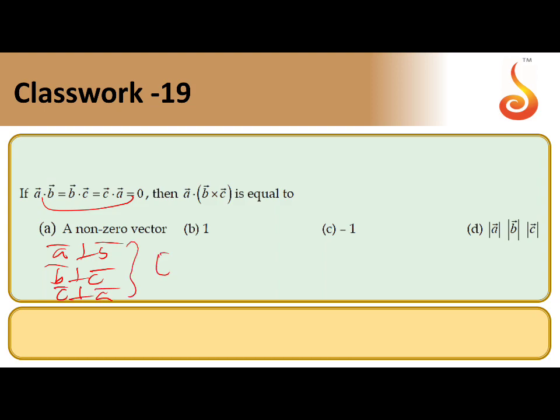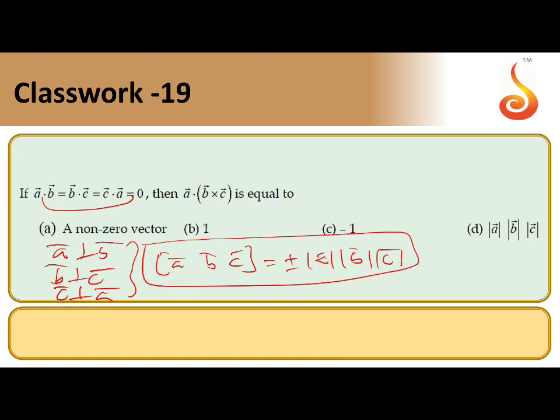We have one property: if A is perpendicular to B, B is perpendicular to C, and C is perpendicular to A, then the box product ABC is plus or minus modulus A, modulus B, modulus C. Here, A dot B cross C is nothing but the box product ABC. So now what is the answer you can take here? They are not given plus or minus. You can take modulus A, modulus B, modulus C. D is the right answer. So I hope you remember this as a short formula.